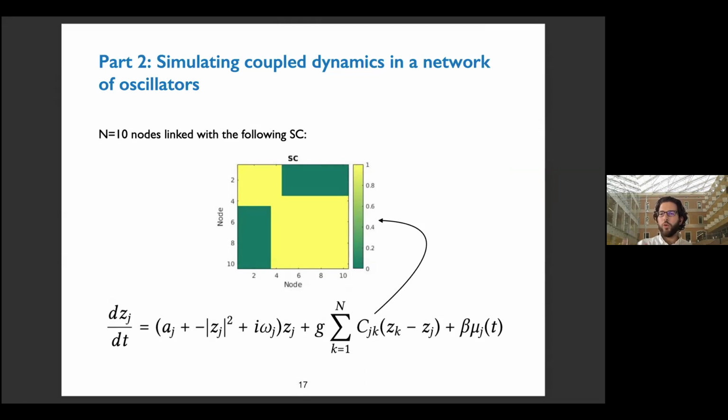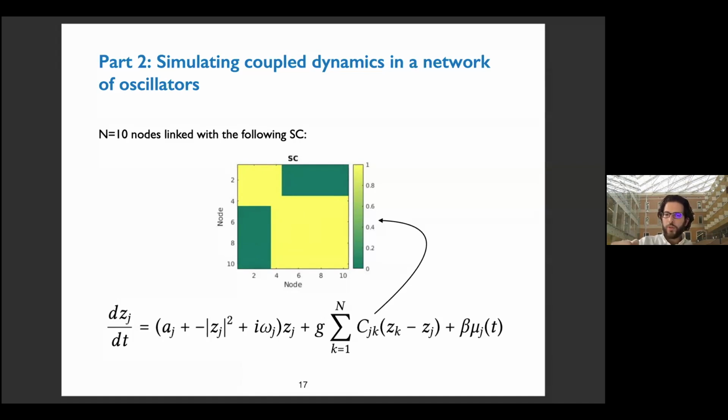Because we are working just with an example, we give you a network of 10 nodes which are linked with the following structural connectivity. So here we have 10 nodes. 0 means that there is no connection, 1 that they are fully connected. There is one module here of nodes fully connected, another module here, and then we have node 4, which is a hub, interconnecting the two modules.